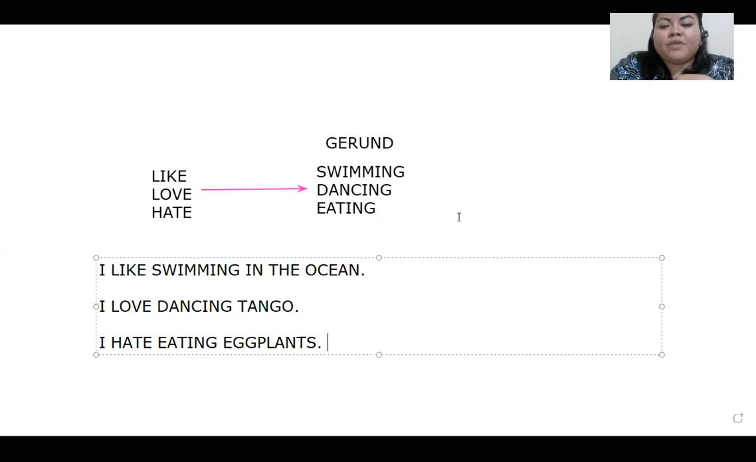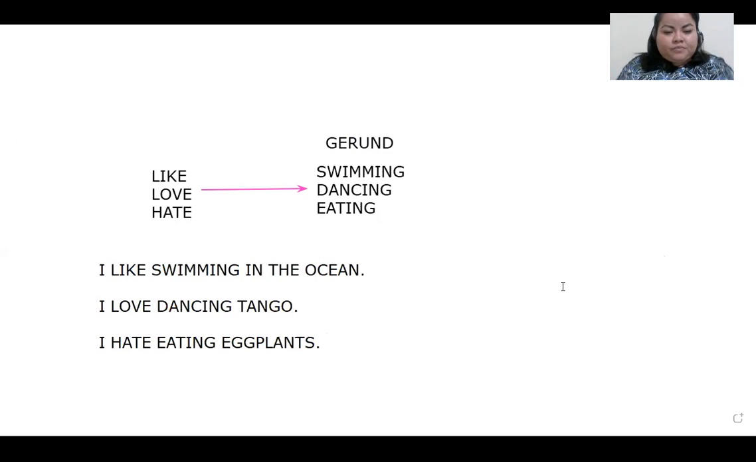Okay? Yes. Mm-hmm. Teacher, in the first case, for example, I like swimming in the ocean. Or you can say, I like to swim in the ocean. You can say that, but the proper English is this. Para hablar, muchas personas lo han transformado y dicen, I like to swim. Pero la forma correcta es, I like swim. Okay. I like dancing. I hate eating. Okay, thank you. Thank you, Carmen. Great question.